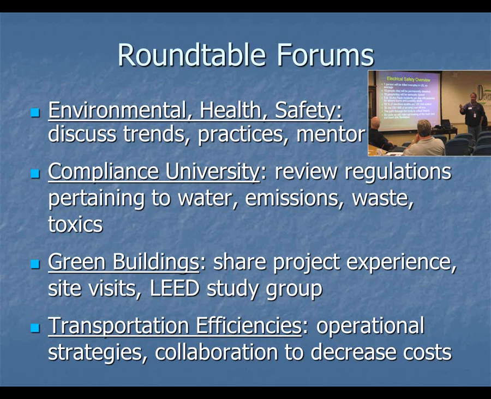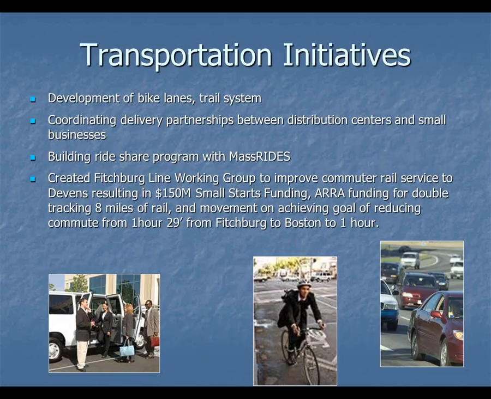Transportation initiatives. Devens has a number of bike lanes that we've been developing, looking at ride sharing, but where we've been most successful is working on the reverse commute along our commuter rail line. We've received $150 million in small starts funding, additional funding from the Recovery Act, and our goal is to reduce the commute time from Fitchburg to Boston from 1.5 hours to 1 hour. We're well on our way to achieving that. We hope to open the new system in the winter of 2013.